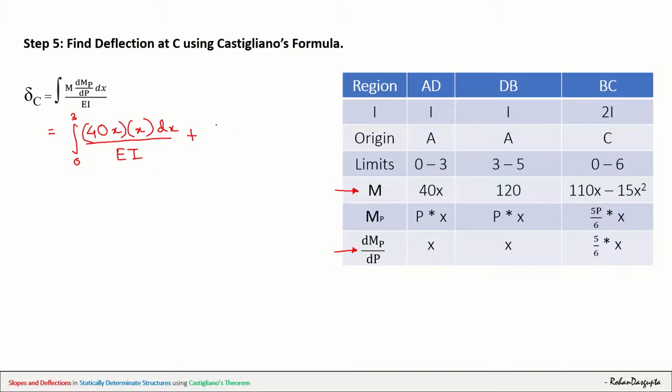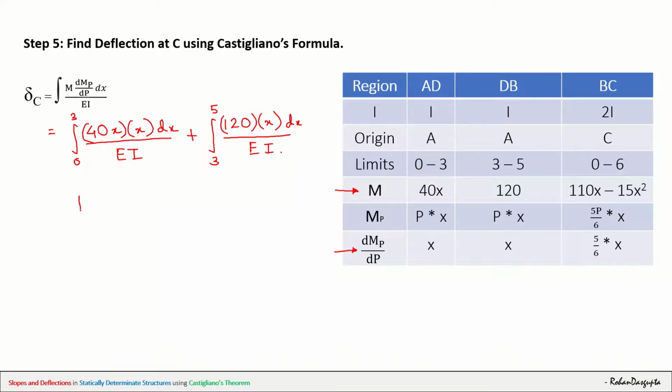Plus, now for the portion DB, integration, the limits are 3 to 5. The value of M is 120 and the value of dm by dp is x. So again, 120 into dx divided by EI. The value of I is still I.